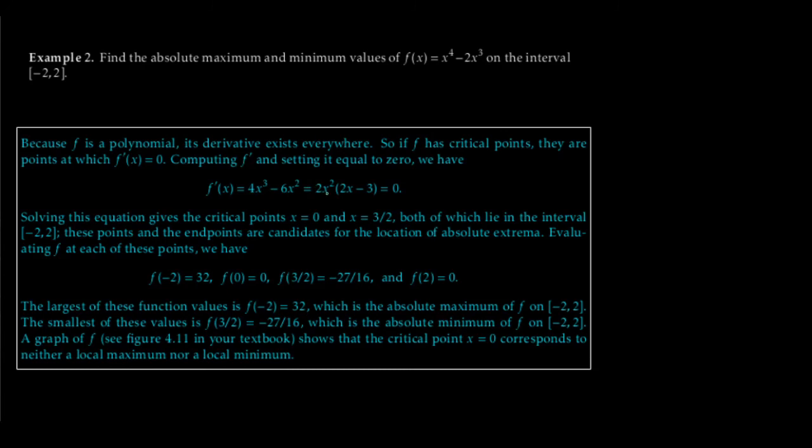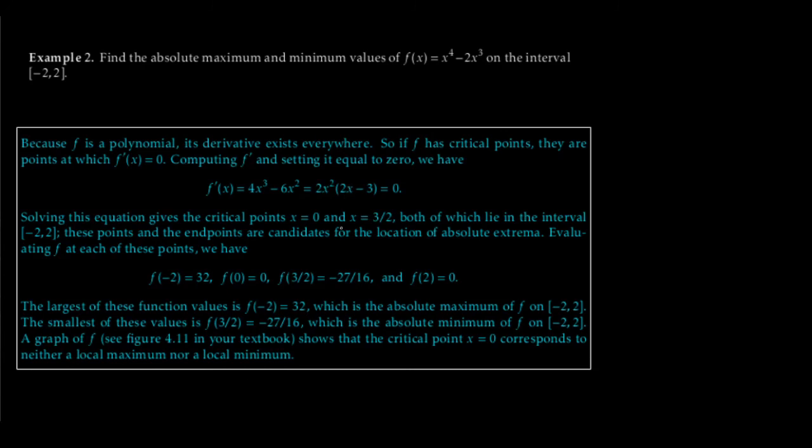Naturally, we can factor out a 2x squared from both of these terms, giving us 2x squared times the quantity 2x minus 3. If we set the derivative equal to 0, that's the same as setting this equal to 0. There are two solutions to this: one when x is equal to 0, another when x is equal to 3 over 2.